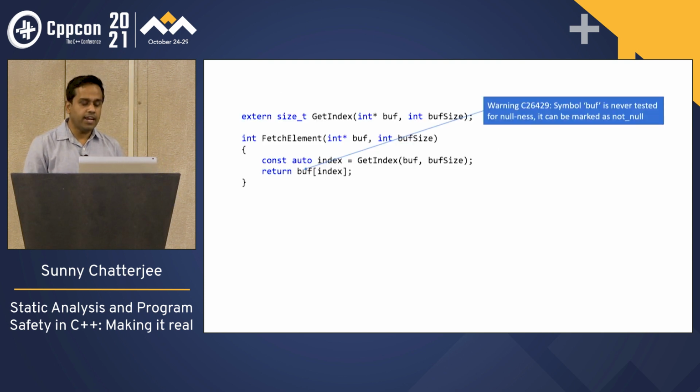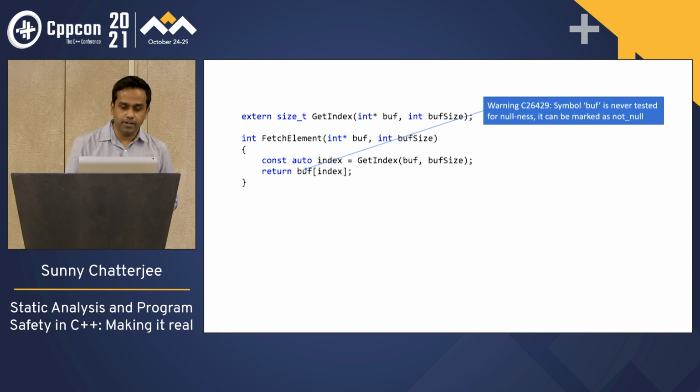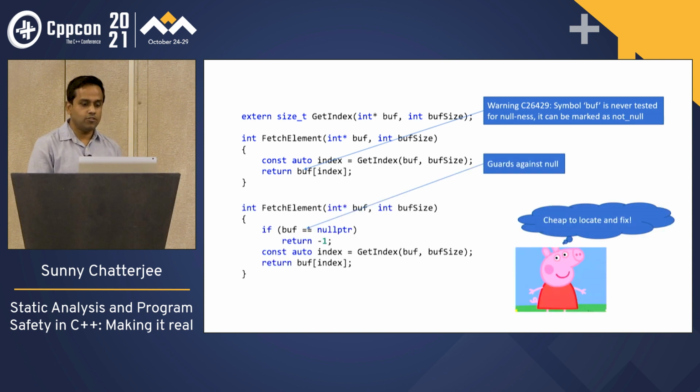So with that, I go back to my previous example where we found this buffer was never tested for nullness. And so what Pepa does is she's not sure whether all the callers would guarantee that the buff is not null. So she adds the defense in depth and checks for the null explicitly in her function to guard against this null check. And she's pretty happy about it because it's cheap to locate and fix.